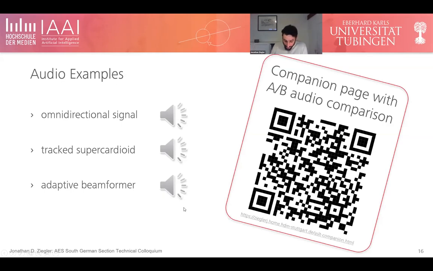All right, so I think it becomes pretty audible that just the transition from the omnidirectional signal to the tracked supercardioid significantly reduces the reverberance of the scene, and with absolutely no artifacts. I've really listened closely, and personally, I was not able to distinguish any kind of processing artifacts from this. The adaptive beamformer does greatly increase speech intelligibility and noise suppression.